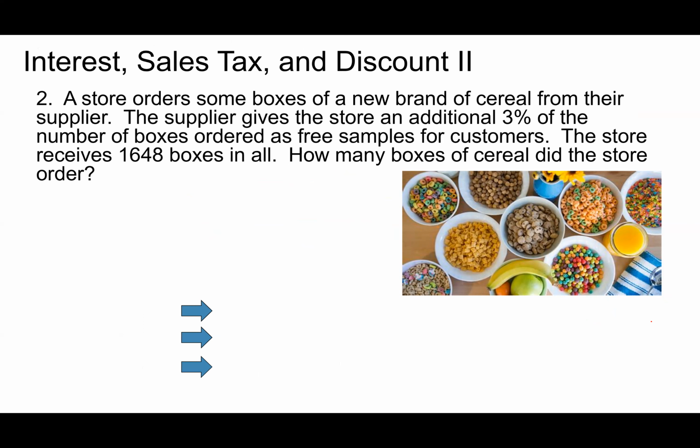Okay. So number 2, can somebody read this out loud for me? Go ahead, Uzziah. The store orders some boxes of a new brand of cereal from their supplier. The supplier gives the store an additional 3% of the number of boxes ordered as free samples for customers. The store receives 1,648 boxes in all. How many boxes of cereal did the store order?